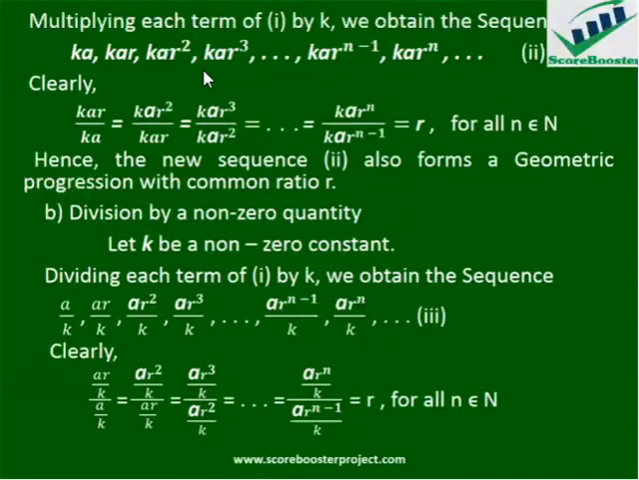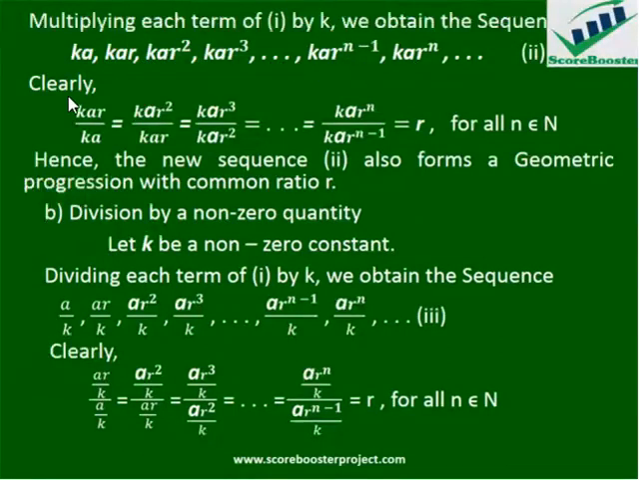Clearly, if you want to get the common ratio of this new sequence formed by multiplying a constant quantity k with the terms of a geometric progression, to check if this also forms a geometric progression, we have to check if it has a unique common ratio. That is, if you divide the second term by the first, you must get the same result as dividing the third term by the second, which must also be equal to dividing the (n+1)th term by the nth term.